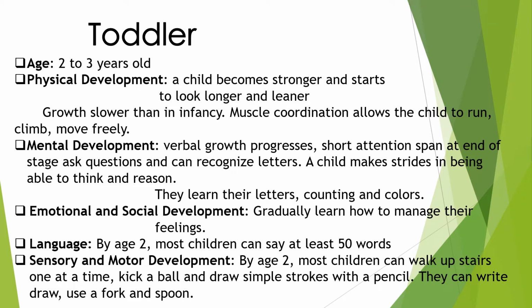A child makes strides in being able to think and reason. They also learn their letters, counting, and colors. Their emotional and social development, they gradually learn how to manage their feelings. And language: by age 2, most children can say at least 50 words.